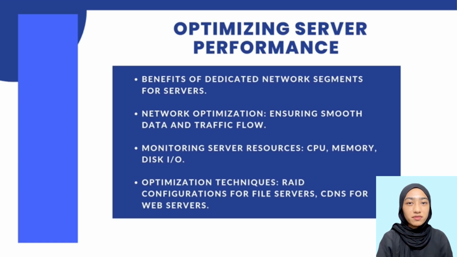Optimizing server performance. Both servers benefit from being placed in dedicated network segments to optimize performance. It involves ensuring data and network traffic move quickly and smoothly. Regular monitoring of server resources like CPU, memory, and disk I/O is crucial to identify and address bottlenecks. For the file server, RAID configurations improve data redundancy and performance, while the web server benefits from content delivery networks for faster content delivery.